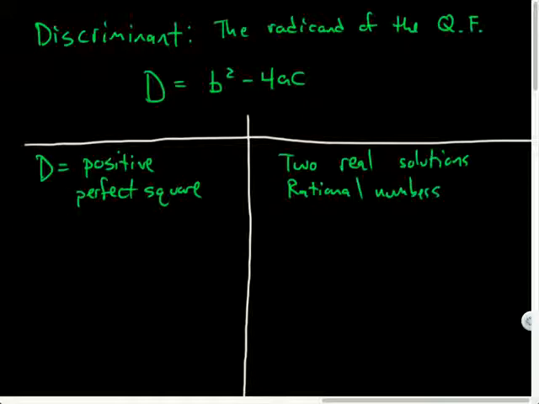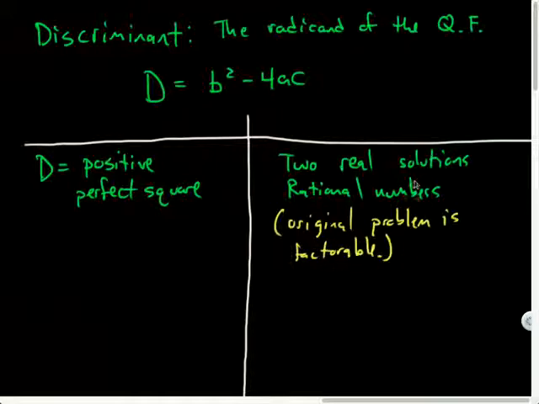And little side bonus fact, if your answers are rational numbers, meaning they don't have any square roots or anything crazy in them, it means that the original problem is, catch this, factorable. So a whole bunch of information you can pull just from finding out what this little b squared minus 4ac is equal to. Okay, so that's case 1.